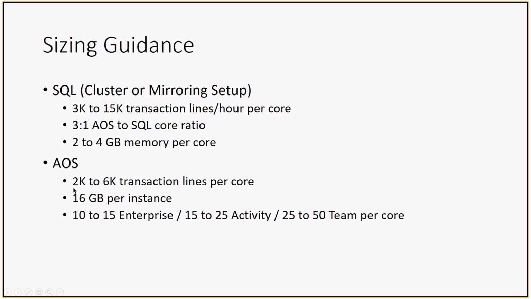Similarly, for AOS, we have about 2,000 to 6,000 transaction lines per core, 16 GB of RAM per instance, and anywhere from 10 to 15 enterprise users, or 15 to 25 activity users, or 25 to 50 team users per core. So you can create an Excel spreadsheet, put this math in there, and then come up with how many machines you will need to run the environment.